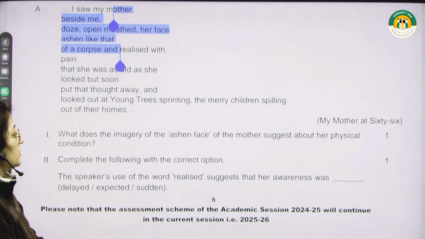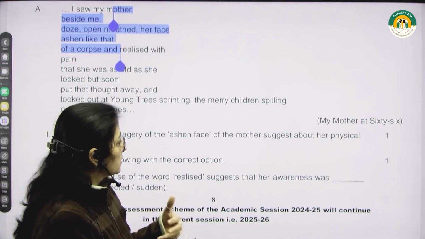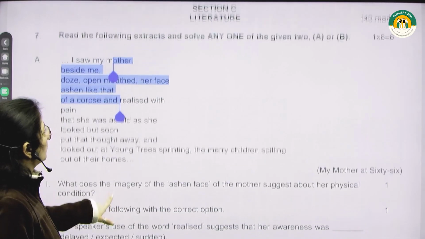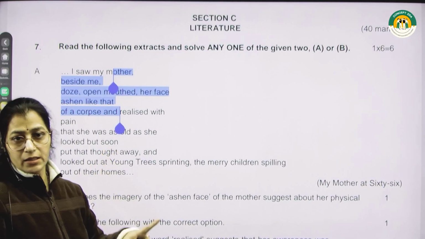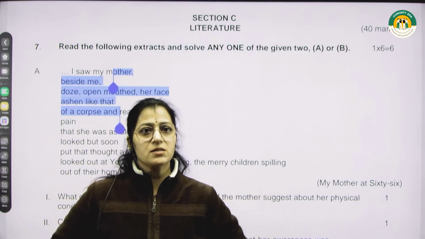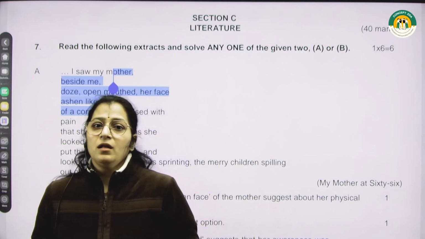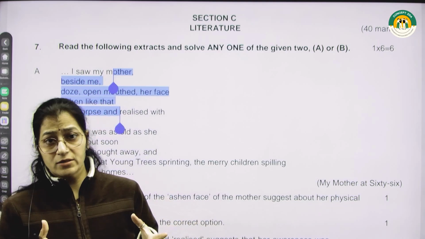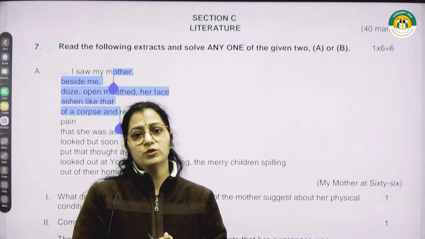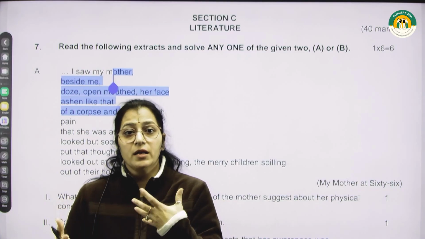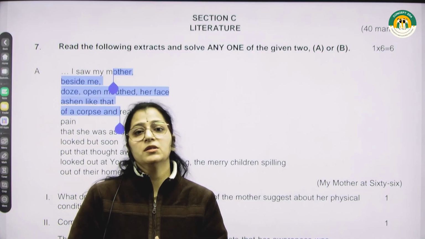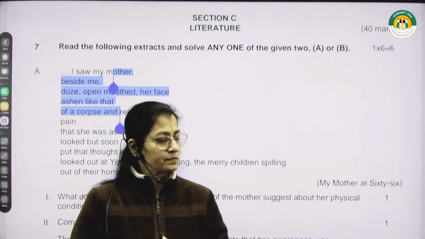So, what does the imagery of the ashen face of the mother suggest about her physical health condition? While we were reading this poetry, from the start, we got to know how Kamala Das as a child was thinking about her mother, and how her health was poor. She was looking weak, fragile and unhealthy, as if going to die very soon, and she was afraid of the separation from her mother.